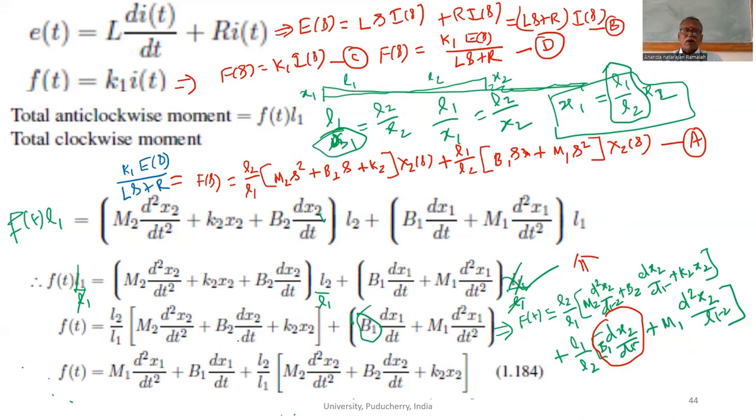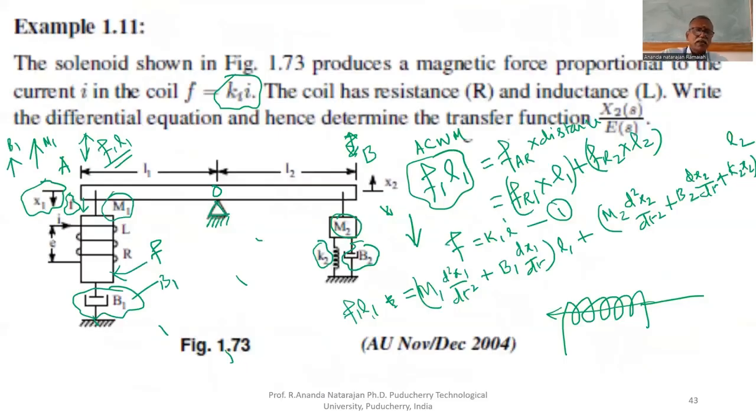Find X2(s) upon E(s), because E(s) is the input. You see the diagram. What is the input here? The input to the system is E(s). The output is X2. X2 is the output. That's why we have to find the Laplace transform of output upon Laplace transform of input. The transfer function model we have to find.